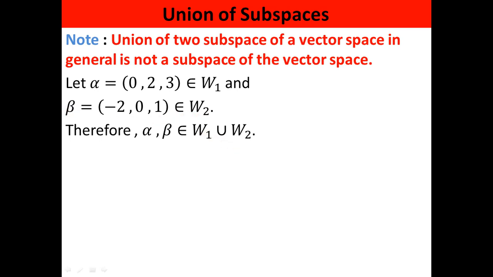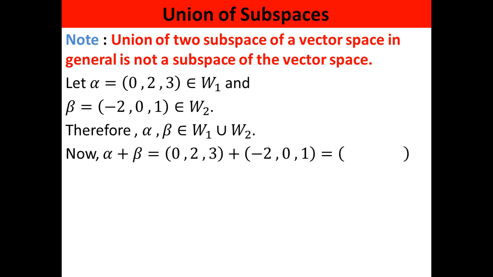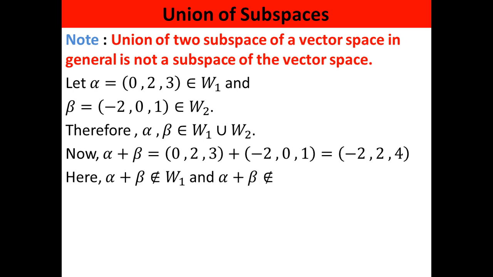But if you calculate alpha plus beta, this will be (0, 2, 3) plus (-2, 0, 1). You have to add component wise. Therefore 0 plus -2 means -2, 2 plus 0 means 2, and 3 plus 1 means 4. But here you see that neither the first component is 0 nor the second component is 0. Therefore this does not belong to W1 union W2. Alpha plus beta does not belong to W1 because the first component is non-zero. It also does not belong to W2 because the second component is non-zero.